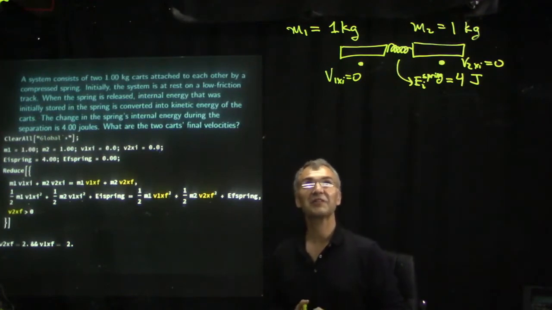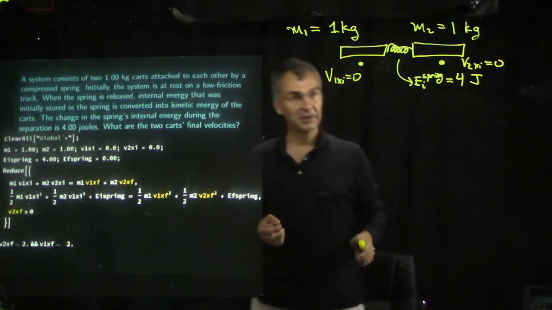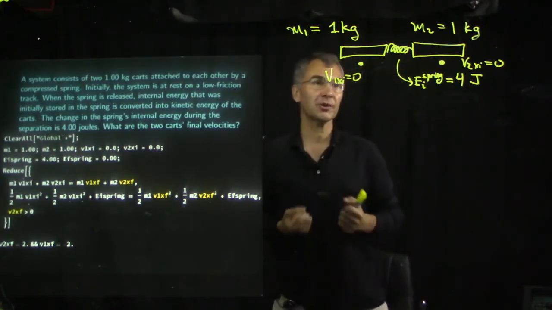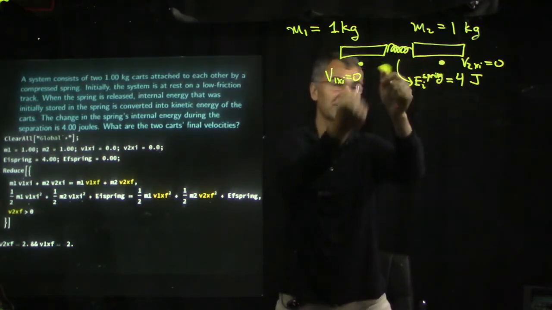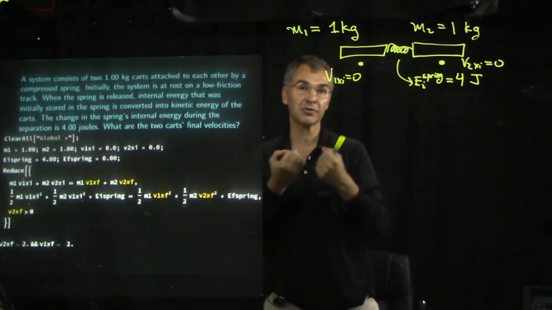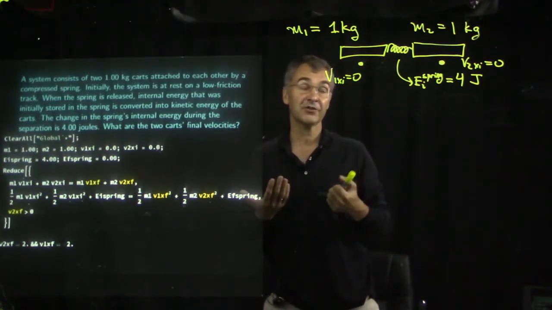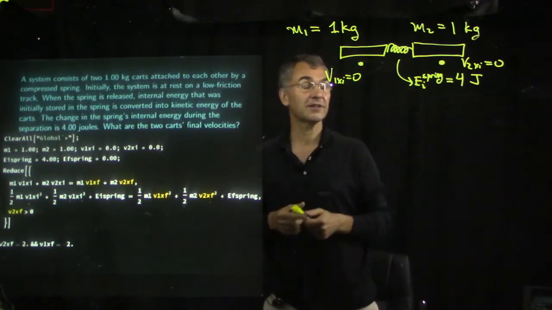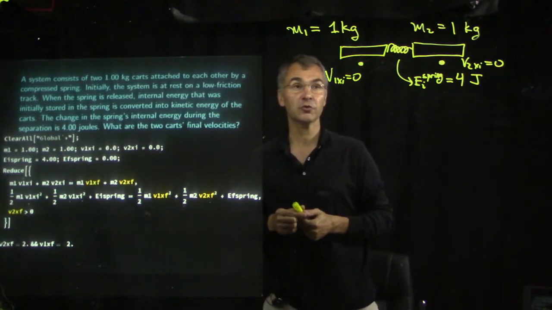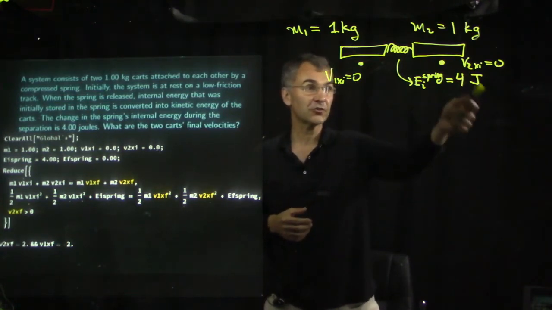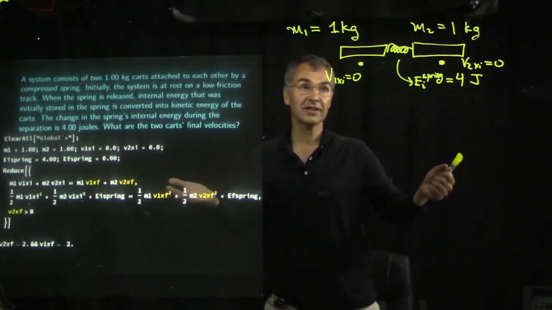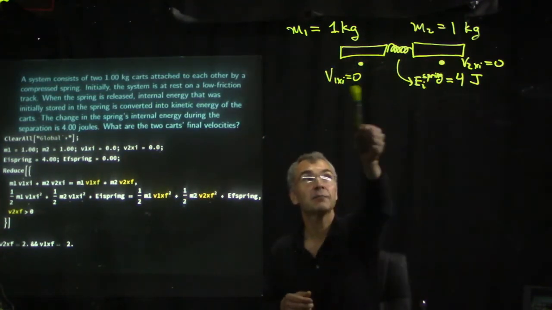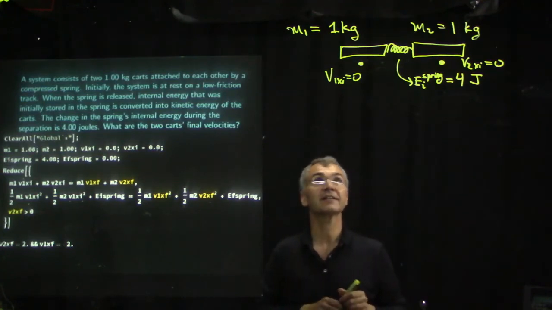Now we have an example where initially we have two carts, they're both 1 kilogram, two carts that are squished up against each other. They're connected to each other by a compressed spring, and that compressed spring is somehow storing energy. It's internal energy in the spring. And we are told that the stored energy in the spring is 4 joules. That initial stored energy in the spring will be released, and it will turn into kinetic energy of the carts. So initially, both carts are at rest, so there's no kinetic energy.